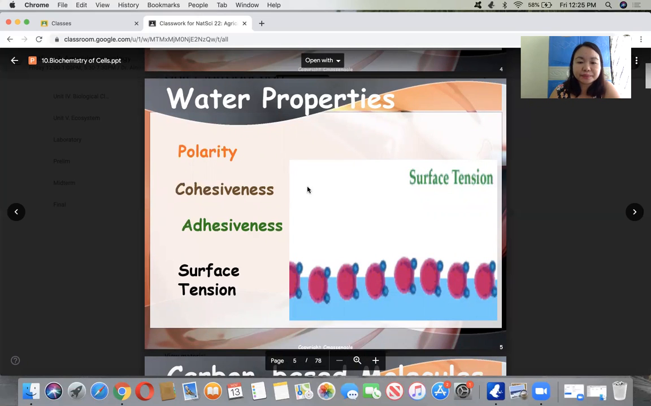It has the ability to attract ions. It has the ability to gather together itself. That's why when you drop water, it goes together. It doesn't scatter, and it has the ability for adhesiveness. It means that it will even move from one place to another as it has surface tension.